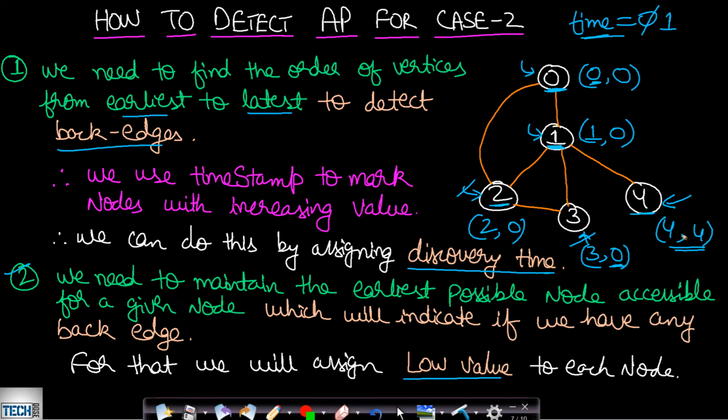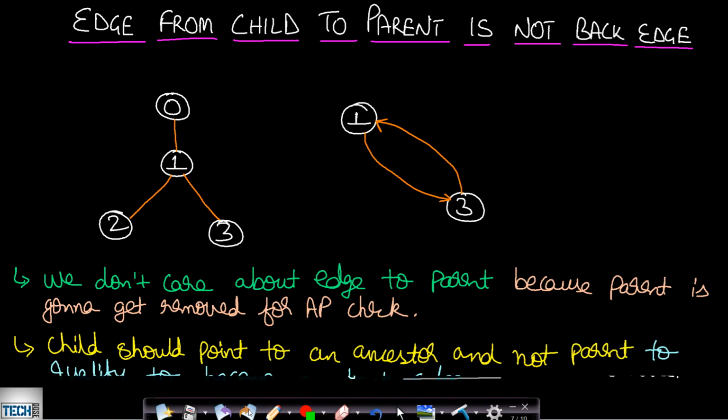Okay, so in this case you can see that using this low value there is no back edge for this subgraph if you are at this node 1. So you can say that this node 1 will be an articulation point with respect to this subgraph. So this is how we will be finding if a node is an articulation point if it is not a root node. So this was case 2.